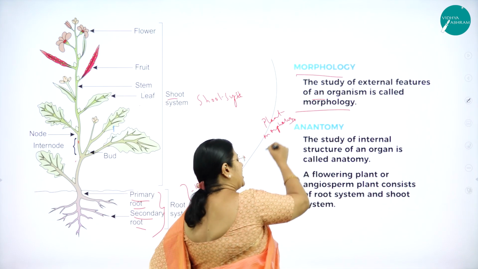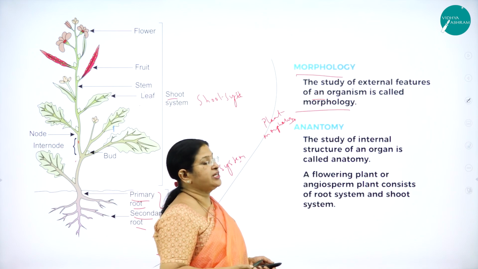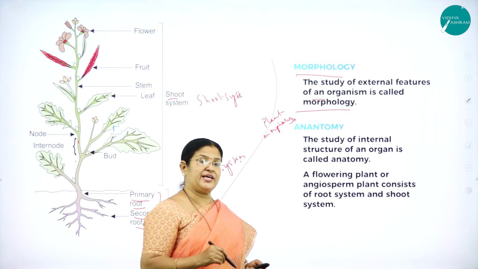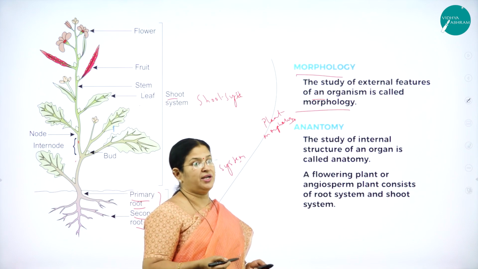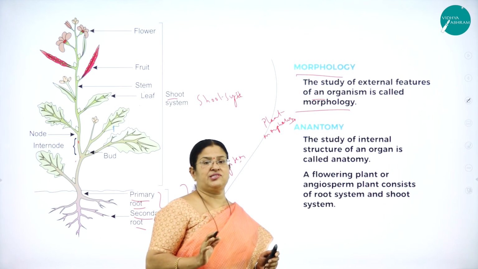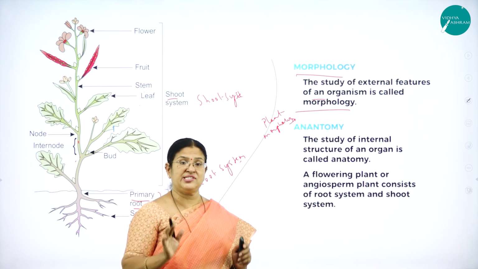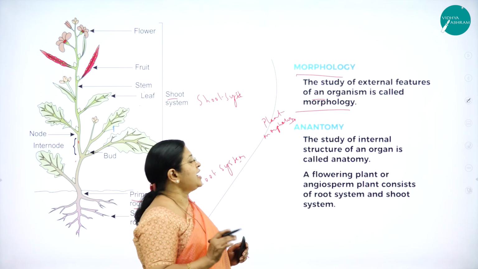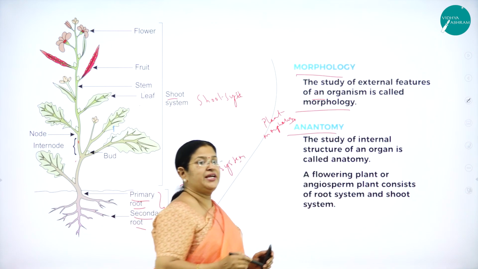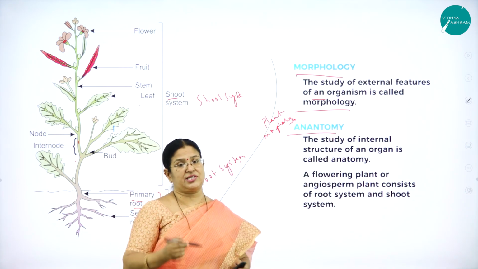Like that we have even animal morphology. Study of external features of an animal is called animal morphology. Studying the external features of a plant body is called what? Plant morphology. In general, morphology deals with the study of external features, external structures. And anatomy, as I said, deals with the study of internal structure.